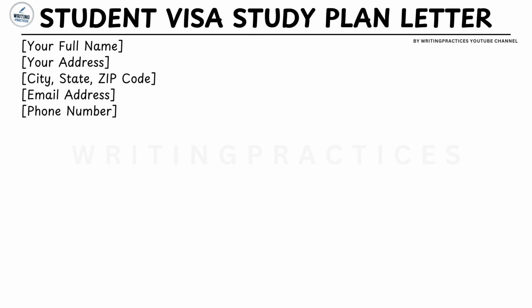After your contact details, include the date you're writing the letter. The format can be something like July 15th, 2025. This shows when the letter was written and gives context to the timeline you mention in the rest of the document. Salutation.